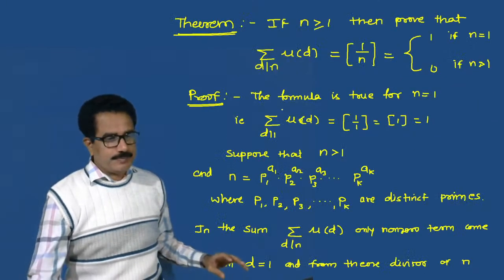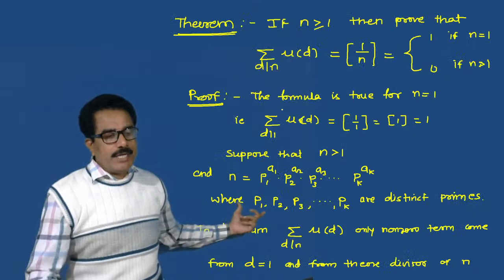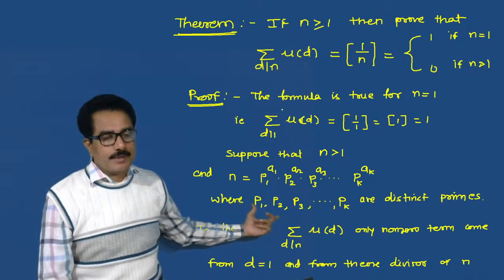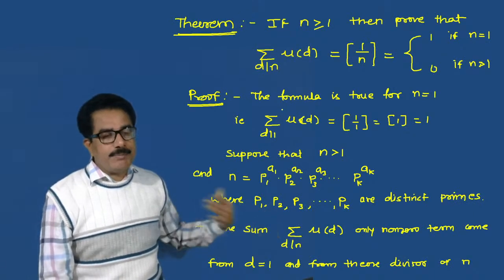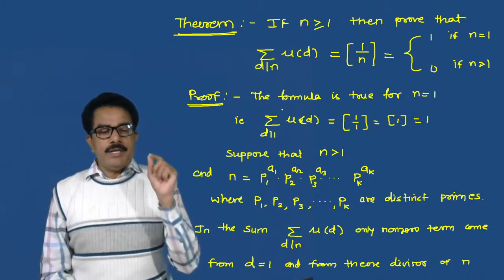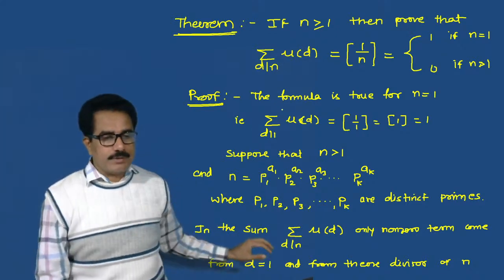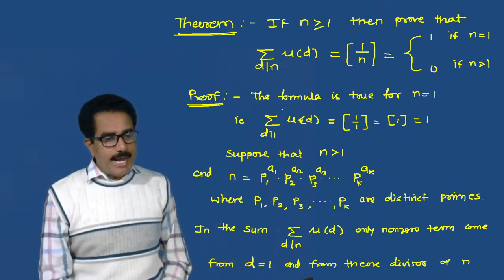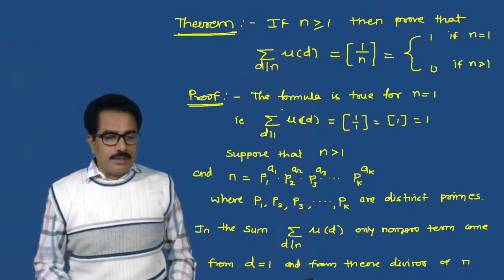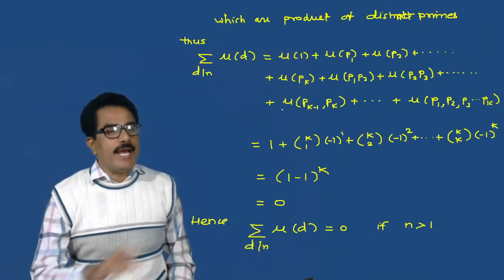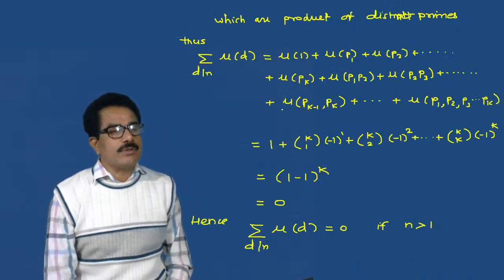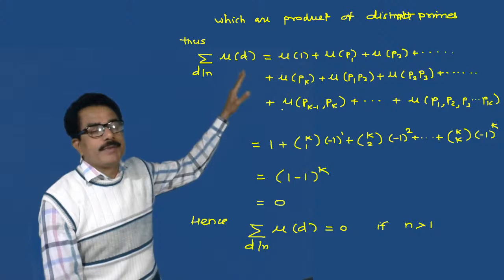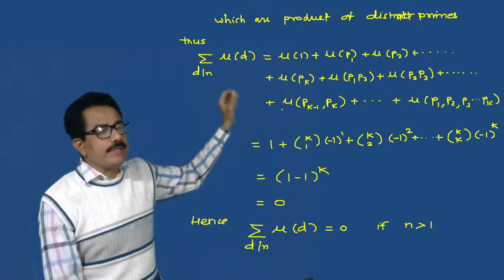See this, here in the summation over d divides n of mu of d, only non-zero terms come from d equals 1 and from those divisors of n, among the divisors of n, those which are the product of distinct primes.